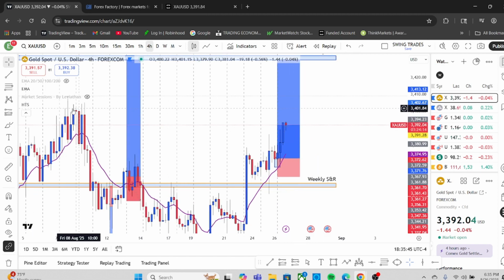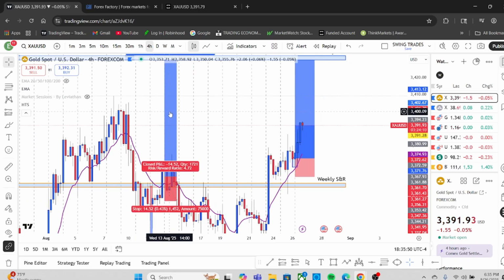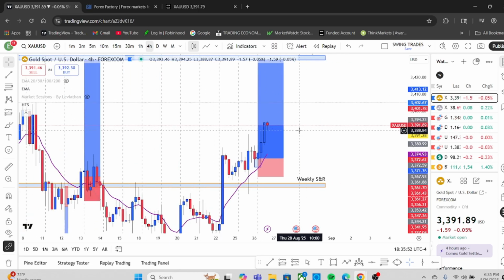I'm gonna put an alarm along this structure point to see, okay, if price comes to this structure point, what does it want to do? Does it want to continue or reverse? So yeah, other than that, I took this trade.